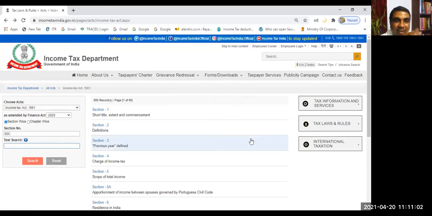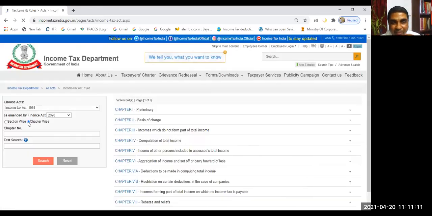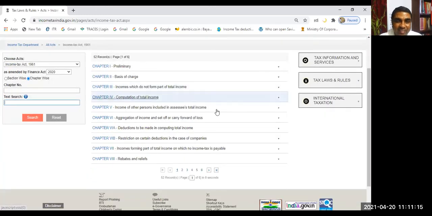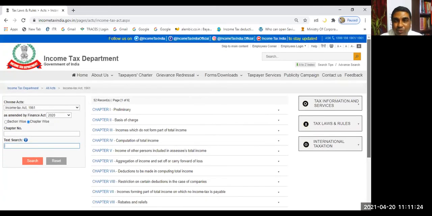Now you can do one more thing. Instead of section wise, you can go chapter wise also. You see, you can click here and visit chapter wise. You see, these are various chapters. Other pages are also there. Preliminary, basis of charges. You can go to a particular chapter and find what you want. So you can say the entire book of income tax is here, and these things will be helping us to do the tax planning.